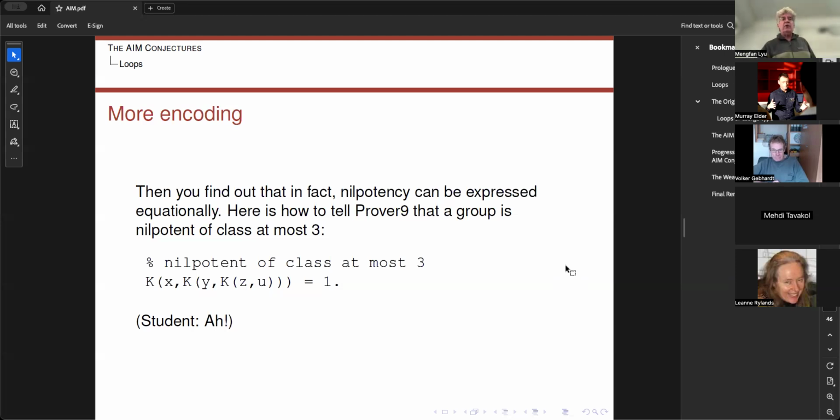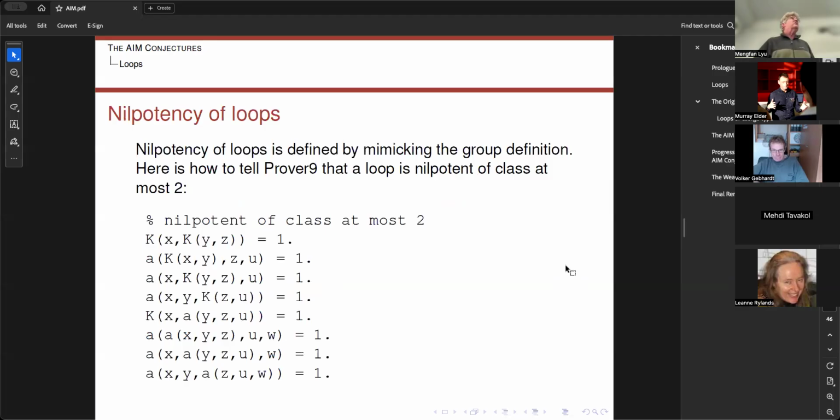Now, how does this work in loops? Same idea, except now we have associators to deal with. This time, instead of showing you class 3, which would be a long list of equations, I'm showing you class at most 2. So there are 8 equations there. And I'm cheating, because they are the 8 equations I showed you earlier. The 4 that say that commutators are in the center, and the 4 that say that associators are in the center. So this would be how you say that a loop is nilpotent of class at most 2.